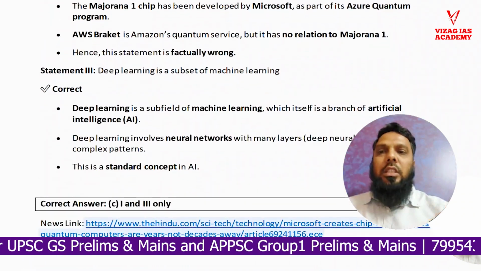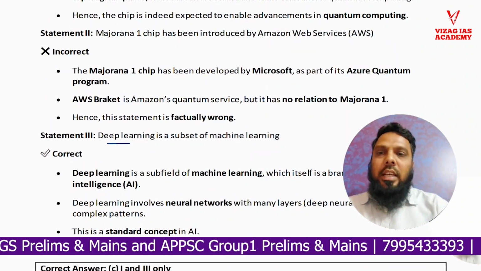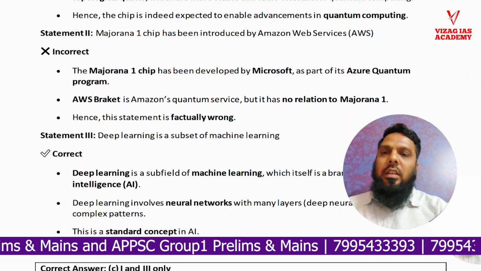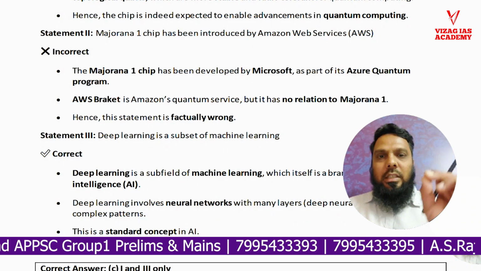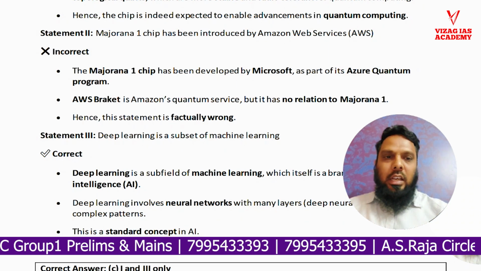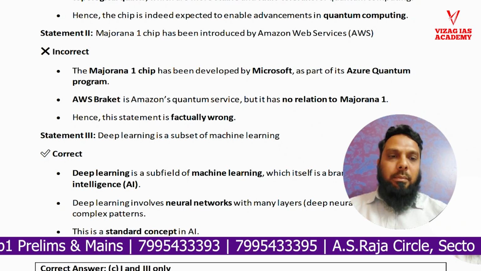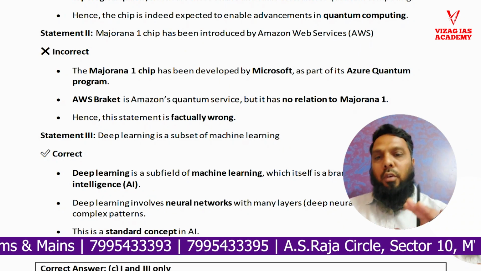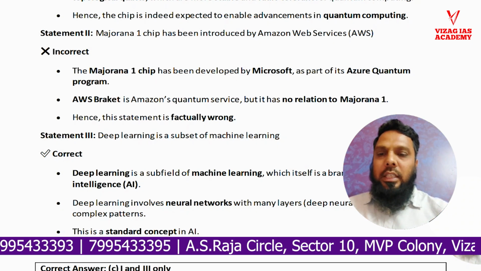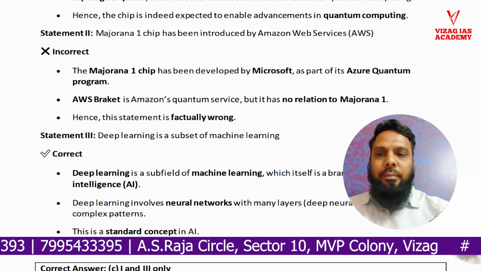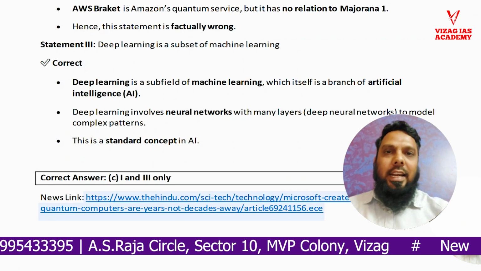Next, if we see statement 3, it says deep learning is a subset of machine learning. Definitely we have discussed this in class. Deep learning is definitely a subset of machine learning. It's correct, right? And also machine learning is a part of artificial intelligence. We have also seen this in our classroom, right? So therefore statement 3 is correct, and the answer will be C, statements 1 and 3.